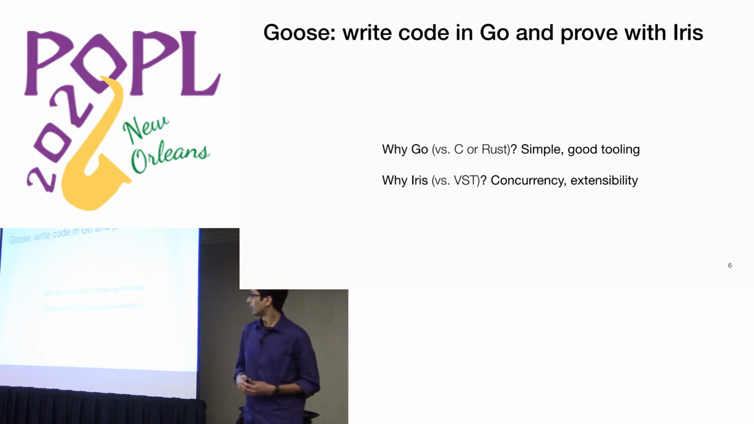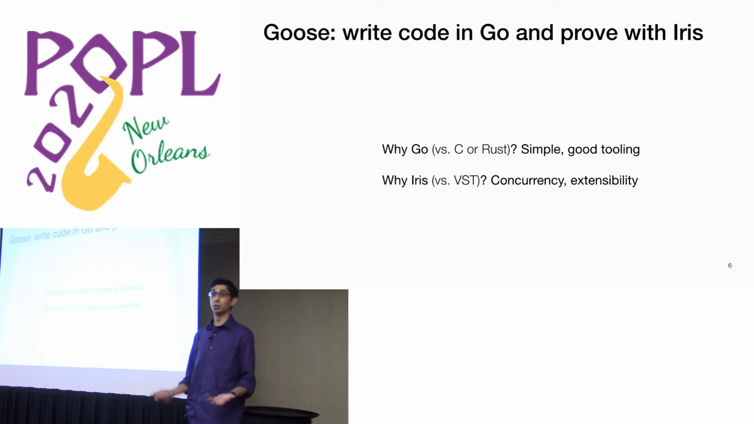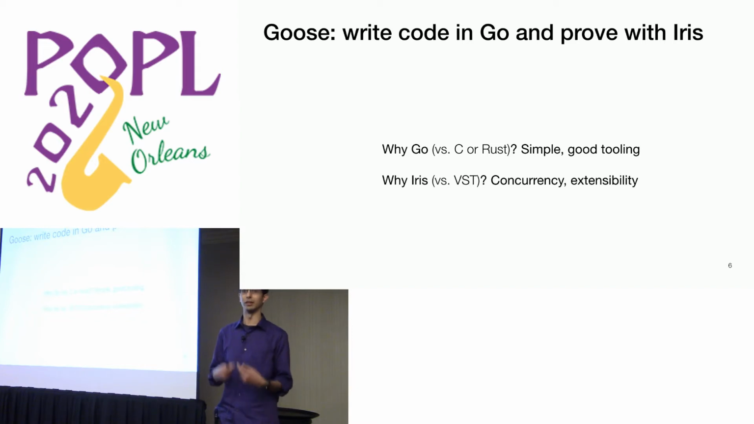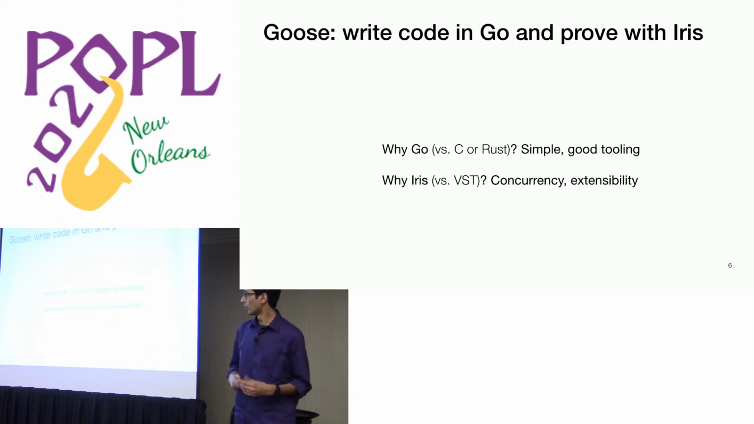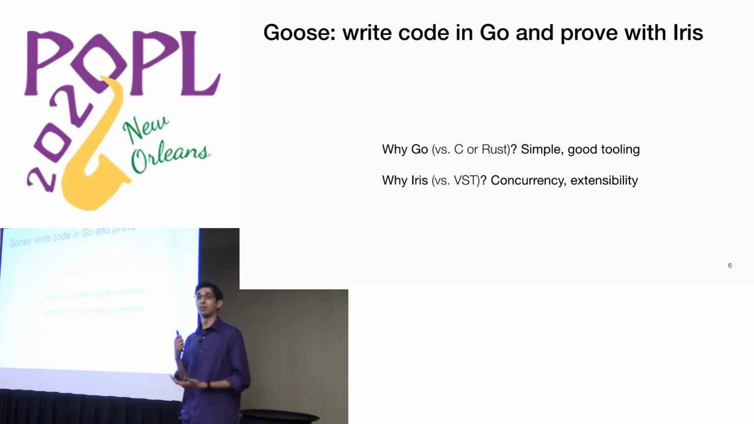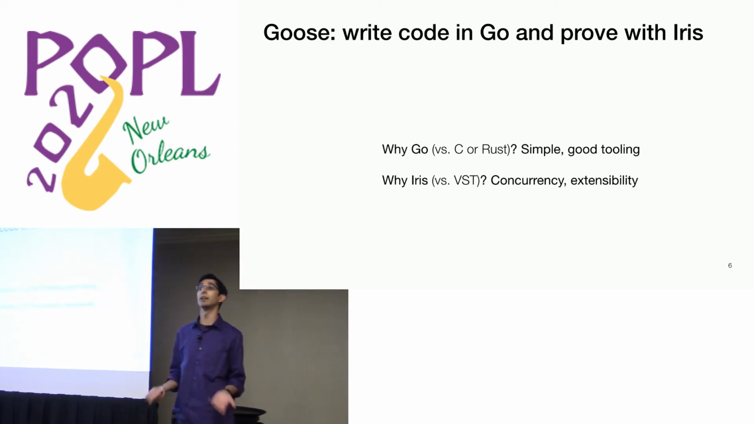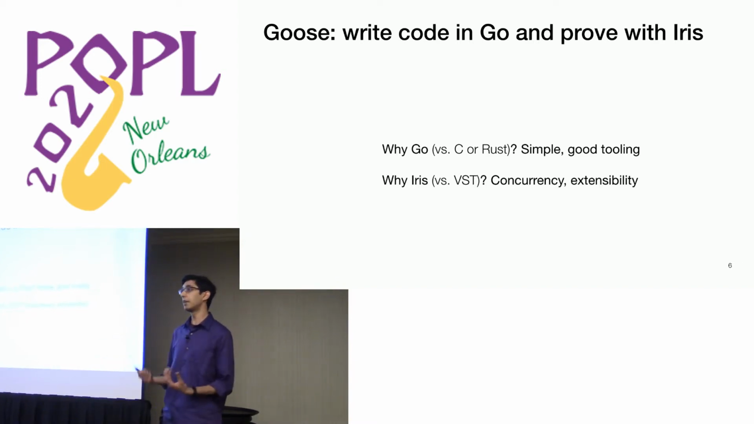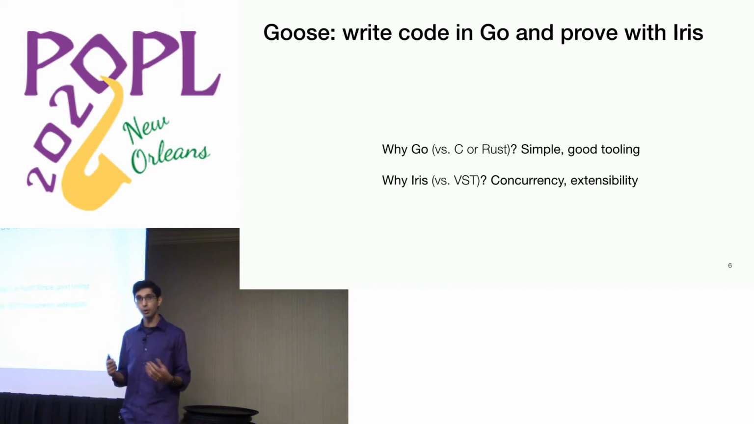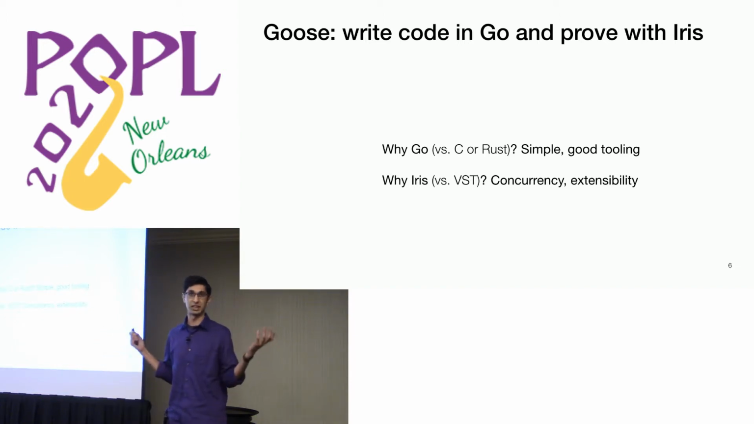So why Go? Go is simple, and it has good tooling. And when I say good tooling, I mean in two dimensions. First, it has good tooling for actually writing the code. We can test it, we can profile it, we can make it faster. And second, it has good tooling for parsing, for developing the tooling that translates Go to calc. Why Iris? Iris has fantastic support for concurrency, and it's highly extensible. So we can build new verification techniques on top of Iris. I think much of this could be done in VST in principle, but we don't have any VST expertise on our team.